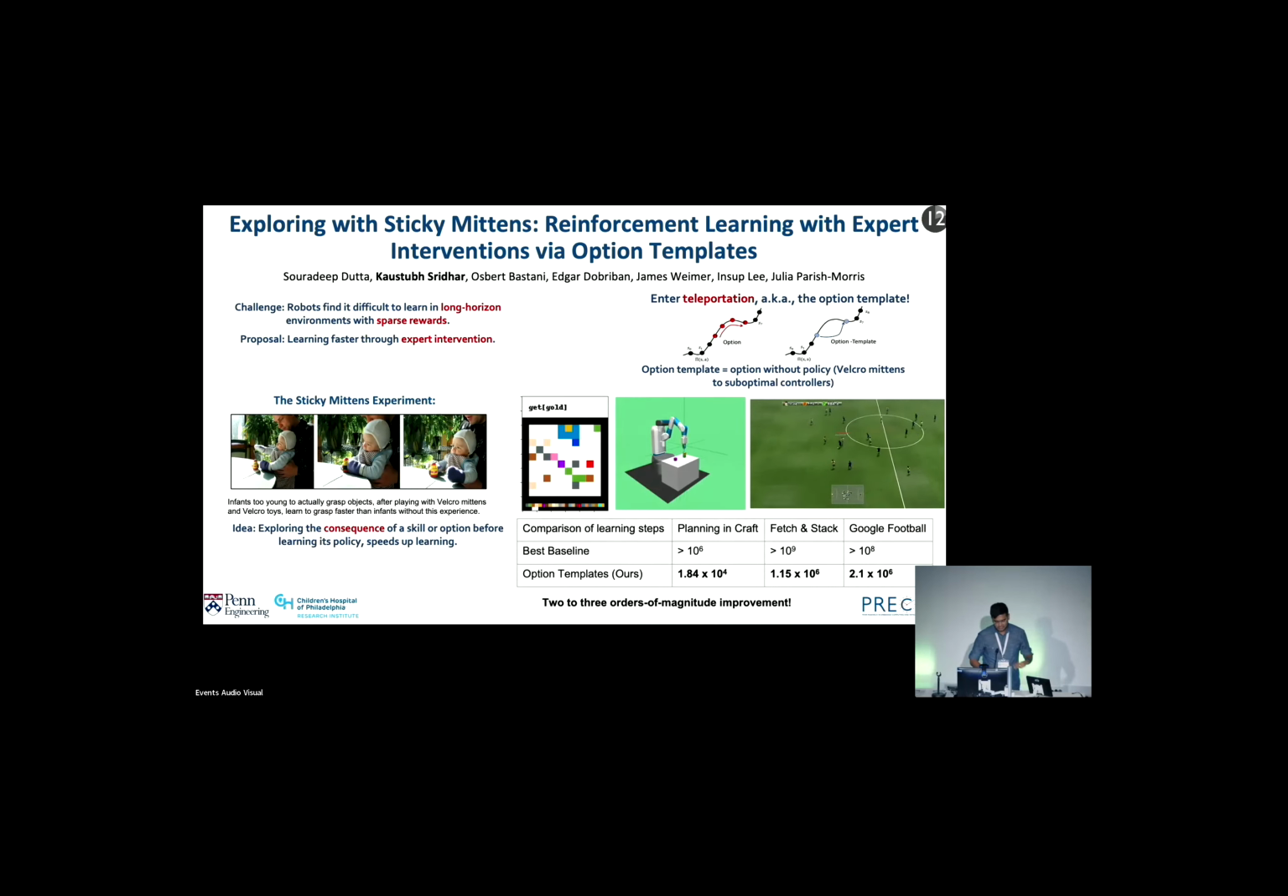On three cool environments, a grid world, fetch and stack manipulation, and Google Research Soccer, football, we have 2 to 3 orders of magnitude improvement. Please come by our poster if you're interested. Thank you.